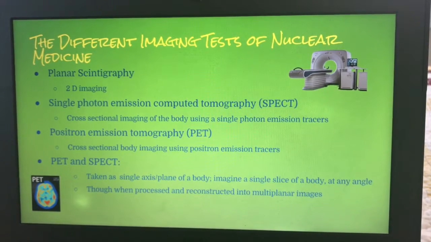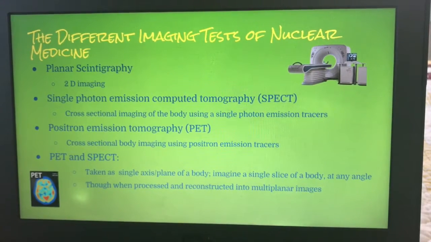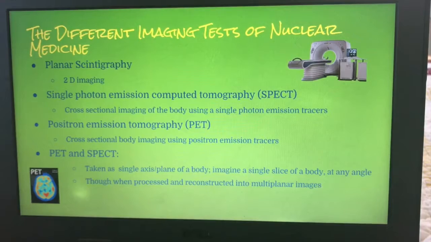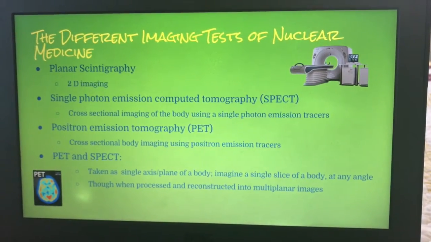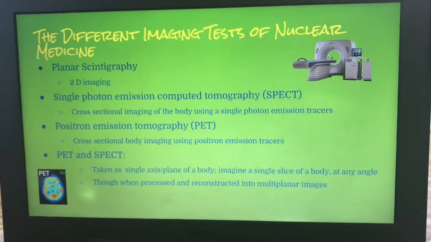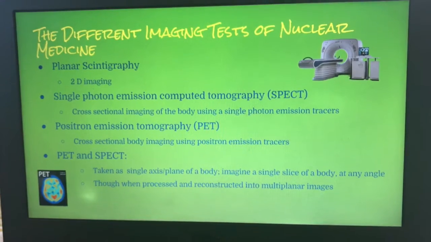So before, Shreya had talked briefly about the different types of nuclear medicine, imaging and non-imaging. However, I'm going to focus on some different imaging tests of nuclear medicine. Planar scintigraphy is 2D imaging and has been around quite a long time because it's simple and computer technology was able to catch up with it quite easily.